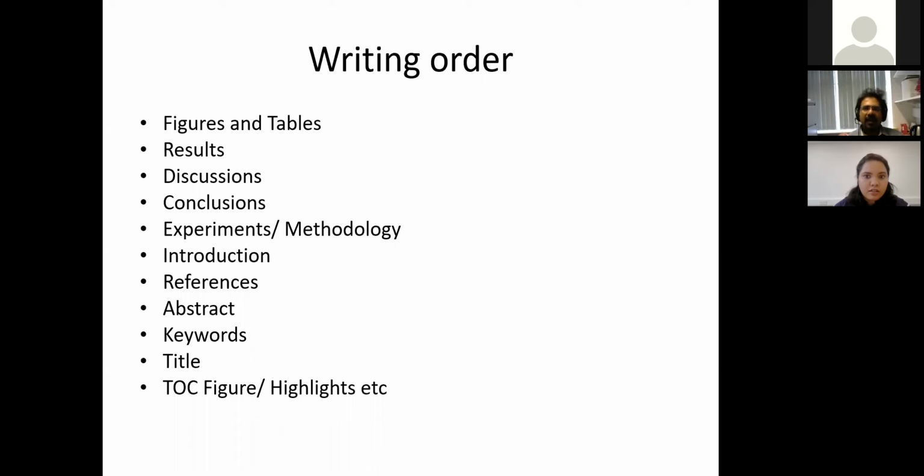So once you have all the figures and tables, your data, you can start filling up. Once you have your figures, then write down what the figure is, the implications. So that is going to be your results. So you have already started there. Then you can write the results, the discussions. You can compare your work with existing research.